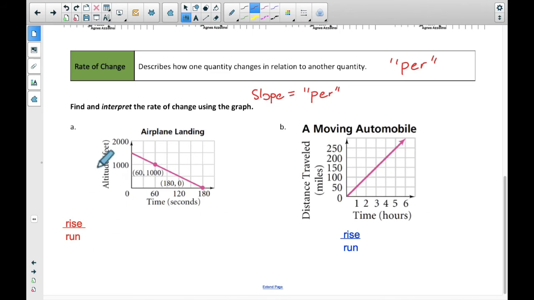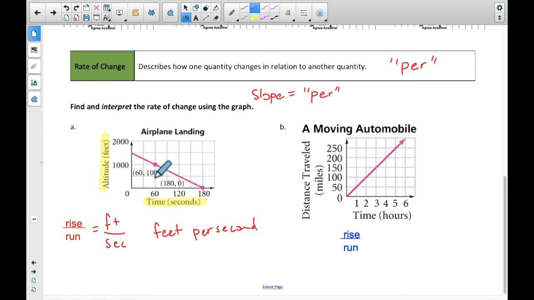So if we look at this in context, we're going to look at what is on the axes. These axes are labeled, and so our rise is going to be the altitude. It's measured in feet. And the run is the time, and it's measured in seconds. So we could call that feet per second. That's what this is asking: how many feet per second is it changing? If we look, we do have some numbers here. They give us some points that we can use.